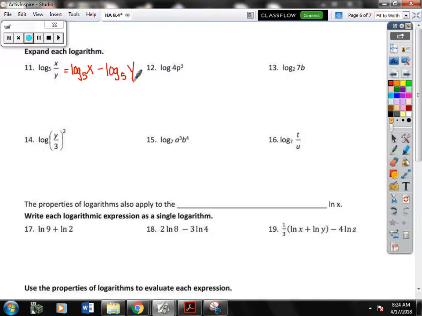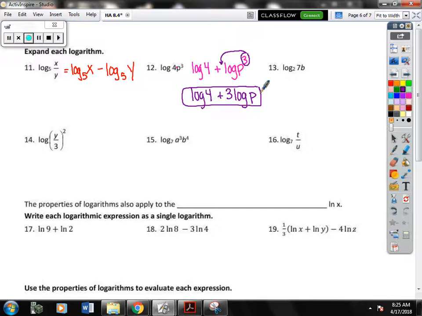Now, when you have more than one, you may want to do it in multiple steps. Like the next one, I see that these are being multiplied, which is my product rule, and I see an exponent. So I'm going to split this up first to be log 4 plus log P cubed. Then use your power rule and take the 3 and move it in front as a coefficient. So it'll be log 4 plus 3 log P. So you always want to expand it using all the properties as much as you can.